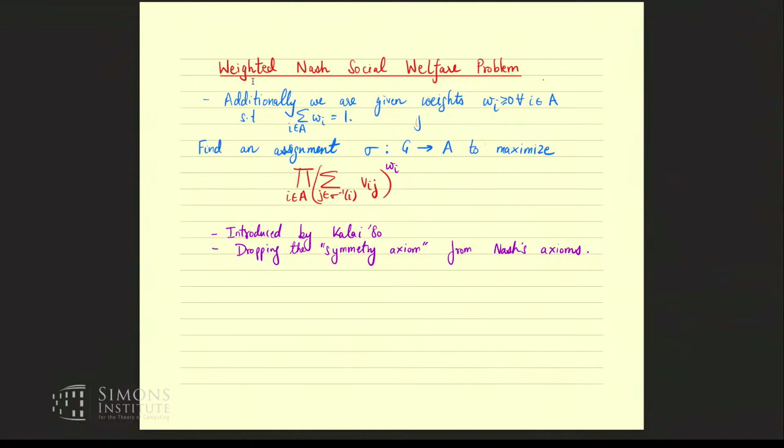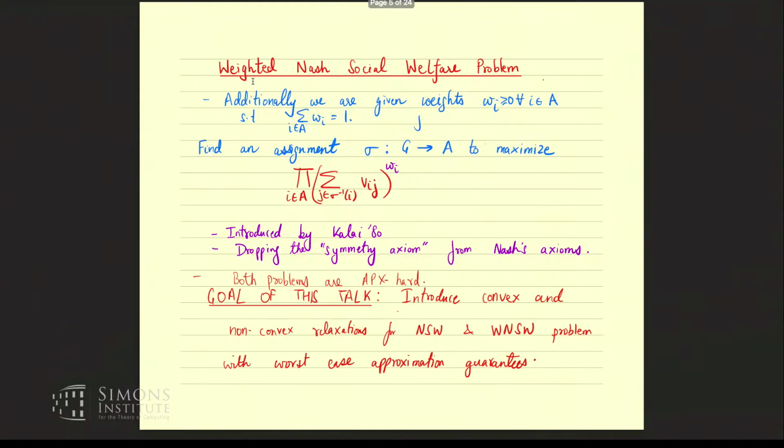So these are the two problems I will solve, and both these problems are NP-hard, and actually they're APX-hard. So we will basically be looking at approximation algorithms, except I'm not going to give you any algorithms in this talk. The main goal of this talk would be to introduce you to some convex and non-convex relaxations for both these problems, which will have some worst case approximation guarantees. For this, you will have to believe me a bit as well, but at least I'll try to convince you why there exist some worst case approximation guarantees.